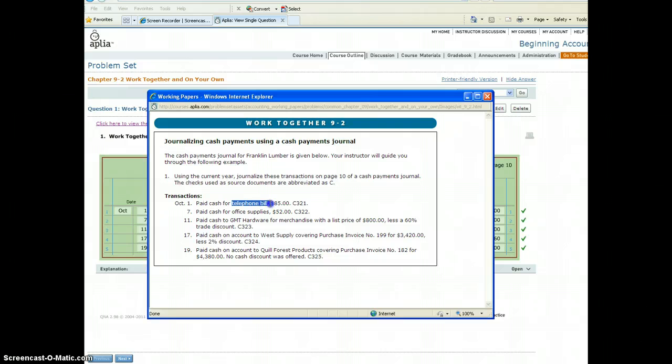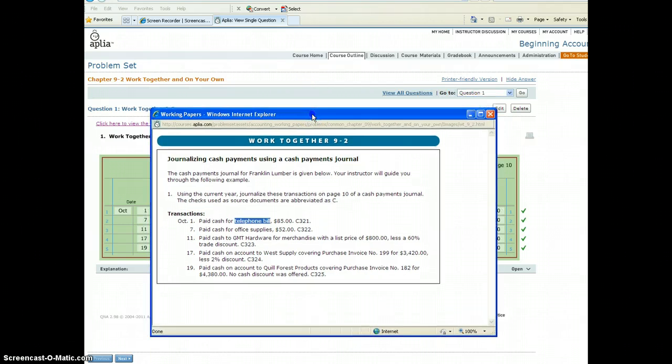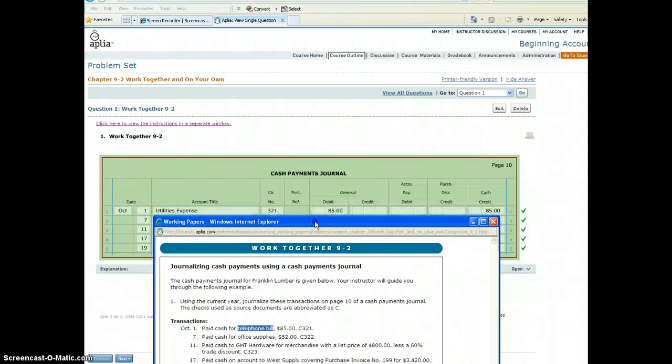In this first problem, telephone bill. Telephone bill is a utility, and that is an expense. So expenses are always debited. So we're going to look at this first transaction here. We put our date in, utility expense. Our check number is given right here, check 321, type the number in. Put in the dollar amount for the expense, and you're putting this in your general column, and cash is being credited.